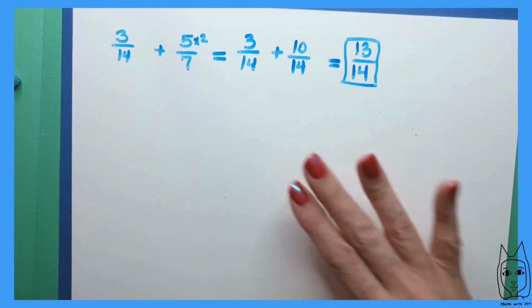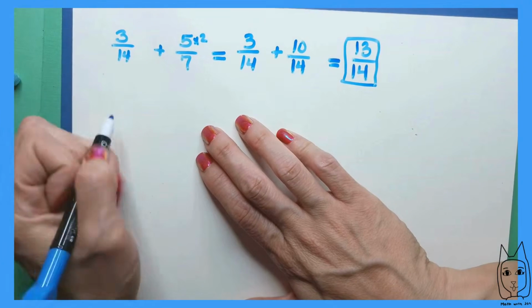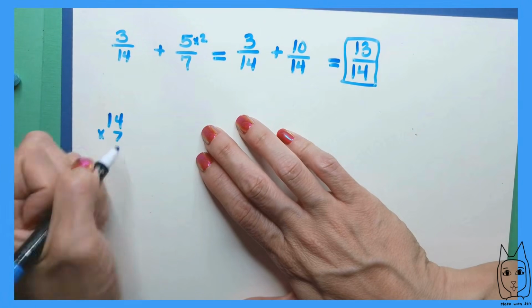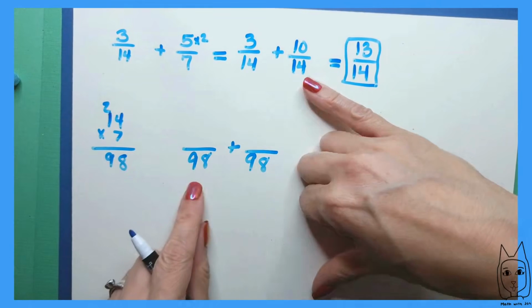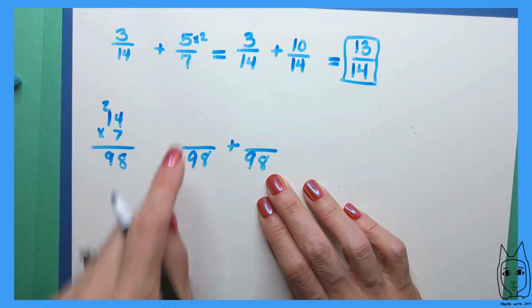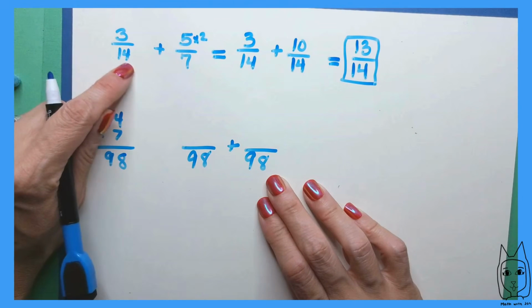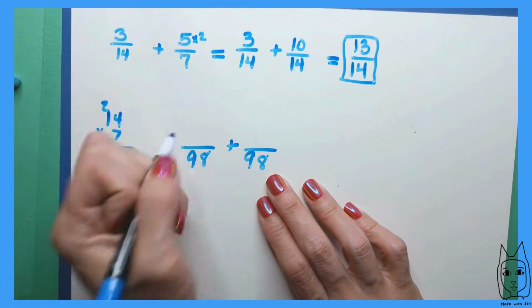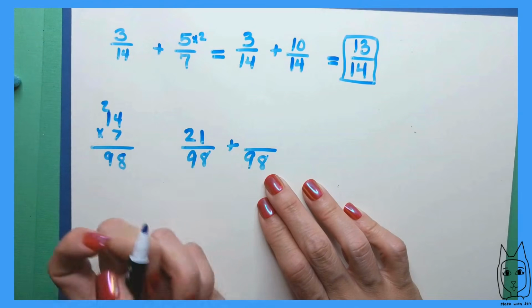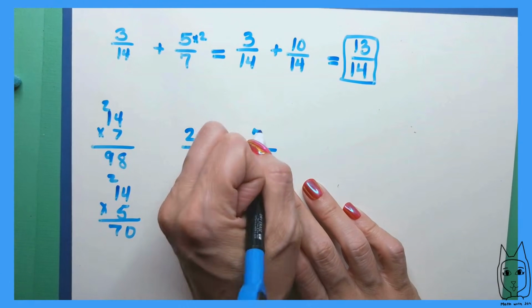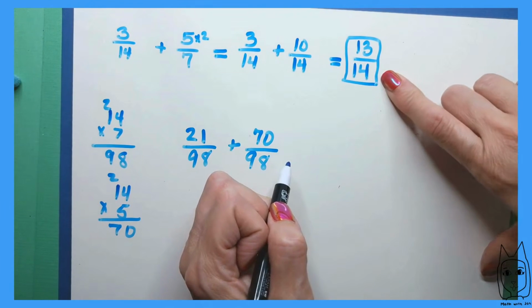I want to show you how large the numbers can get if you're not thinking of that least common denominator. I would have to multiply 14 times 7 to get a common denominator, and that would be 98. So you can see the numbers getting larger to deal with. And in order to make 3/14 equivalent to something over 98, I did 14 times 7 to get the 98, so 3 times 7 would be 21. To get this 98, it was 7 times 14, so I would have to do 5 times 14. That would be 70 over 98. And the numbers are getting larger because I couldn't find that least common denominator.